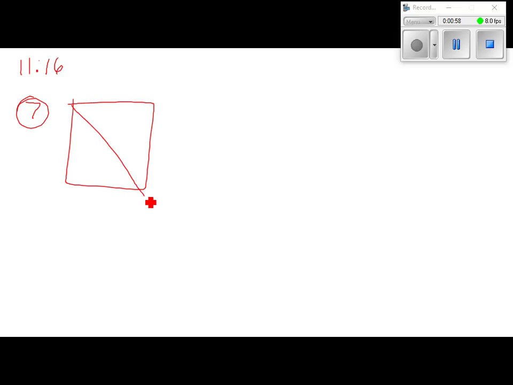All right, we got this, and they tell us this is a square. They want us to find the area. What's the formula for area of a square? It's length times width, right? Not for a triangle. So we got this, that's 11.